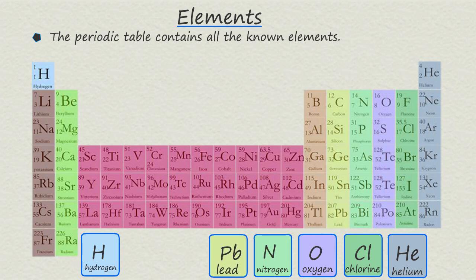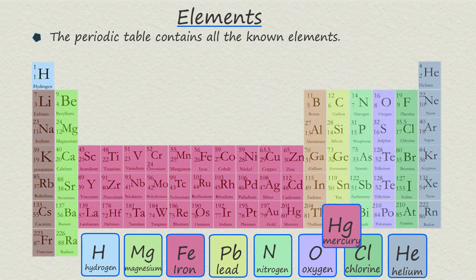car batteries, iron which is used to make the alloy steel, the metal magnesium which is the metal which you've probably seen burning very brightly in your science lessons, and the metal mercury which is the only liquid metal at room temperature and it's commonly used in thermometers.